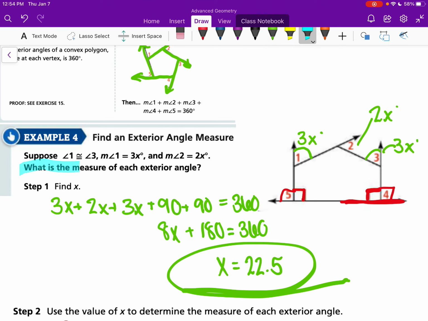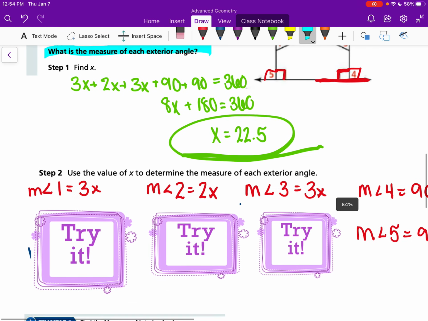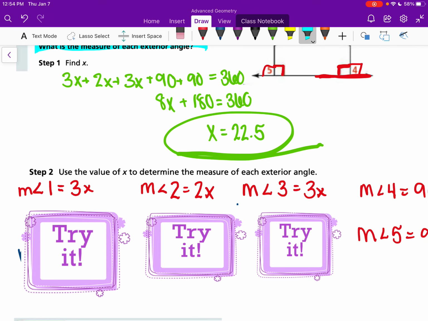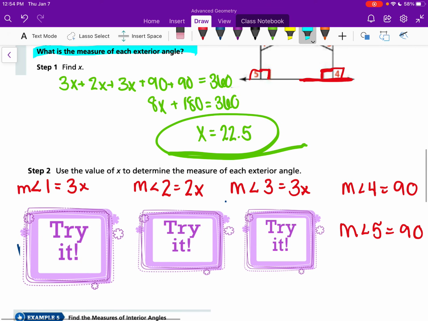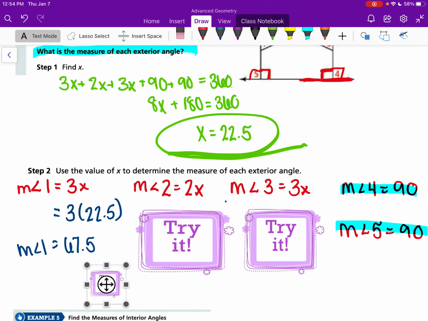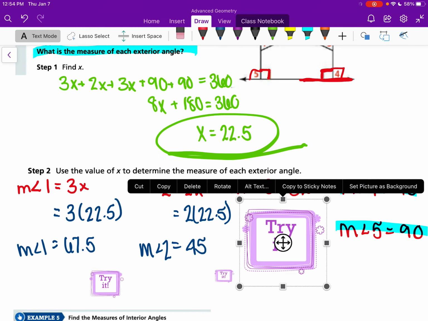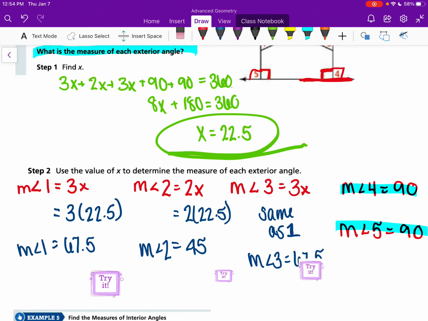That tells us what the value of x is, but if we look at the actual question and double check, did we answer? What is the measure of each exterior angle? Oof, didn't answer the question. So you go ahead and pause through step 2 and use the value of x to determine the measure of each exterior angle. Remember, you already know that 4 and 5 are 90. All right, let's check it. 1, once you substitute x in, should have gotten 67.5. 2 should have been 45. And 3, surprise, is the same as 1 with 67.5.